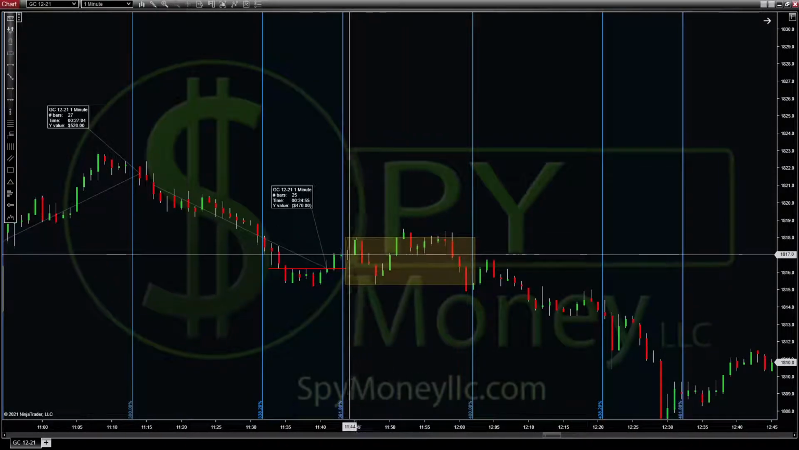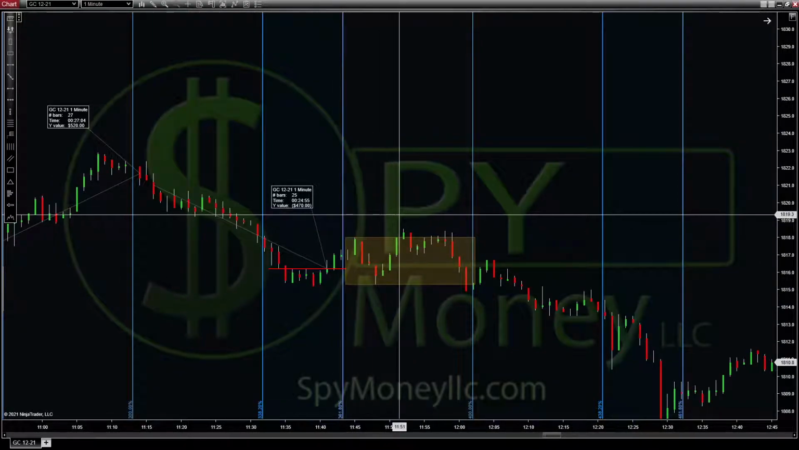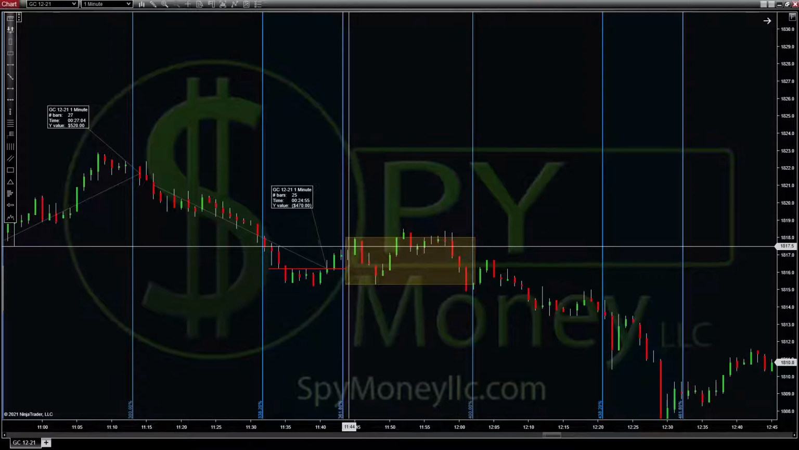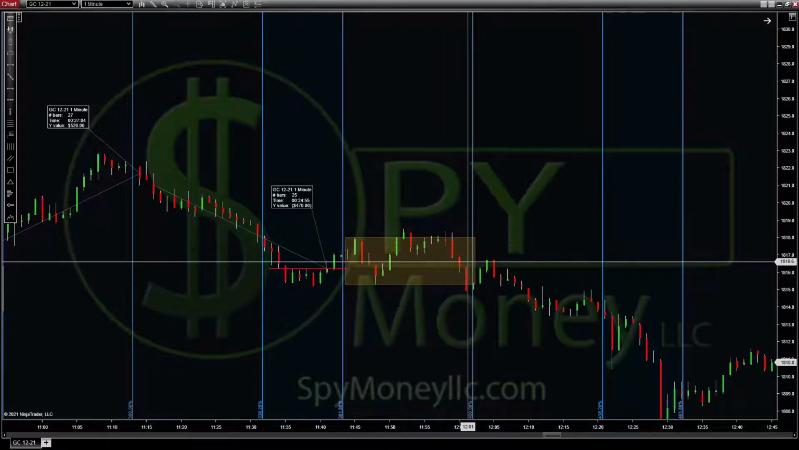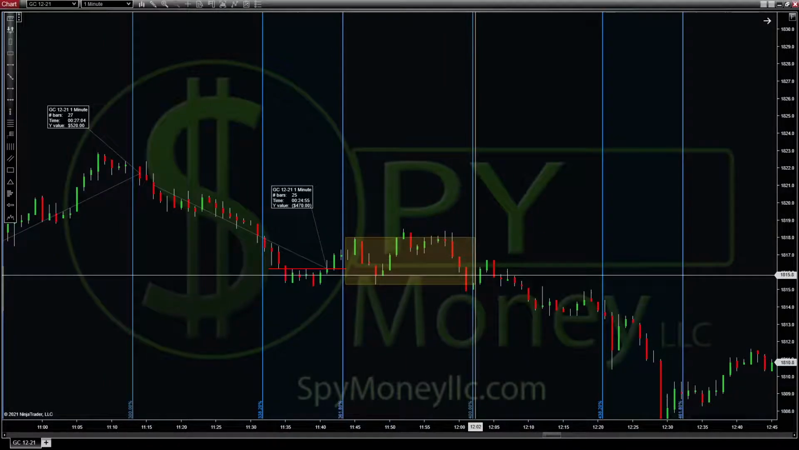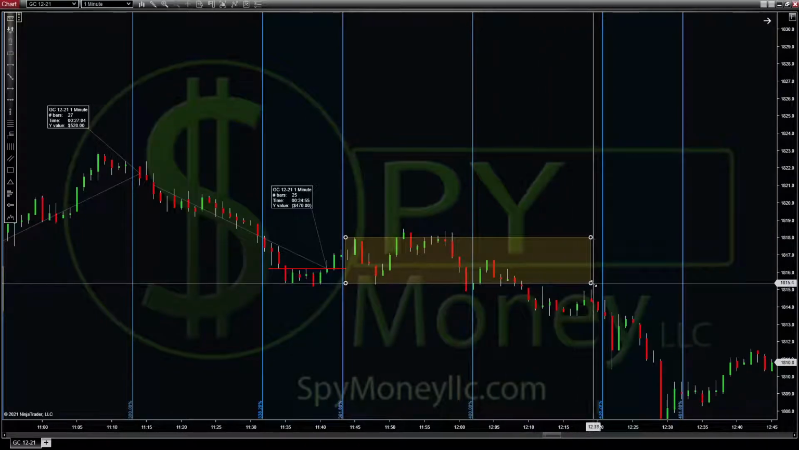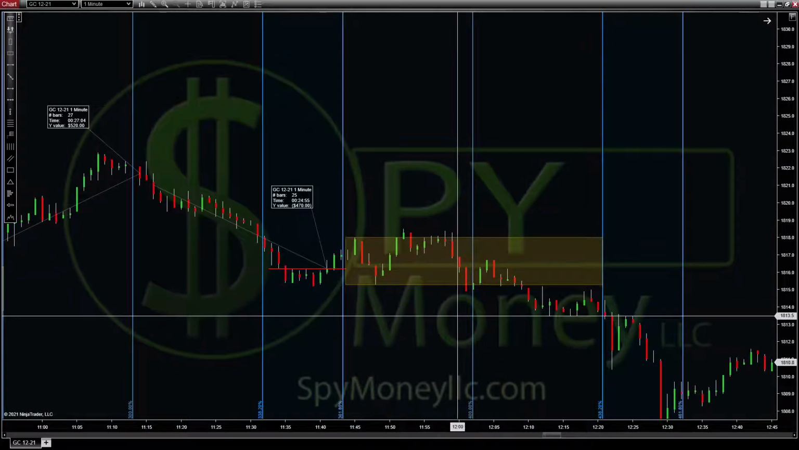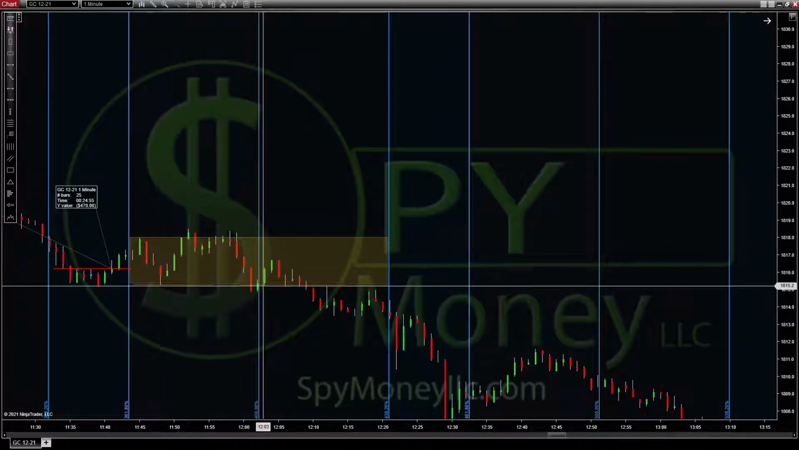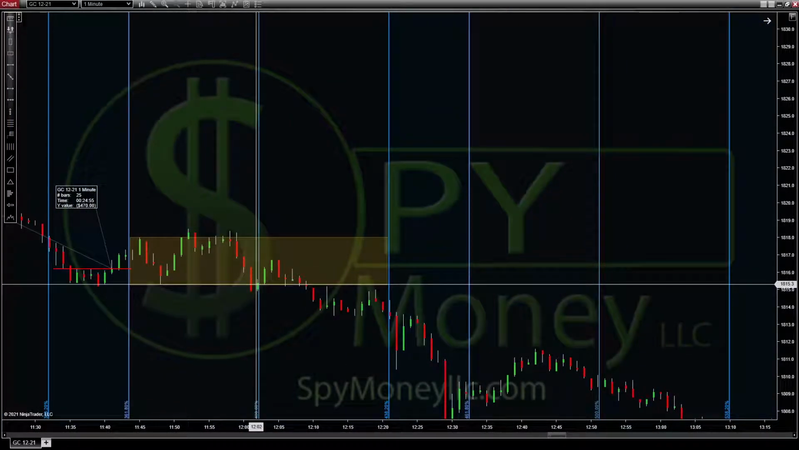But since we're ranging, we don't want to do anything in here, because between the 2 time extensions, we're probably going to range the whole way. And we did. So then we come over here and see what happens. So we go ahead and drag this one over, and when we break out of this range, maybe you went short.